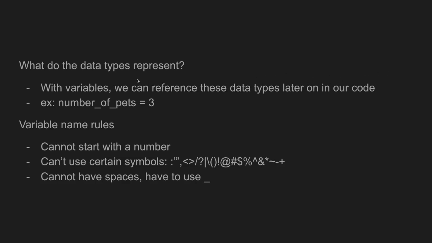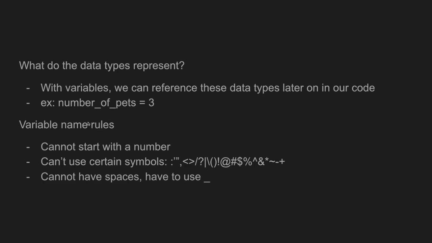And here's an example. number_of_pets equals 3. So this is an example of a variable right here, where the variable name is called number_of_pets. And what this represents is this integer 3. And you can see how useful this is when we actually start coding with it.